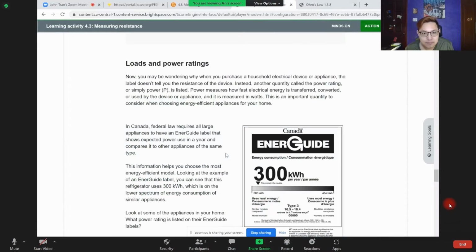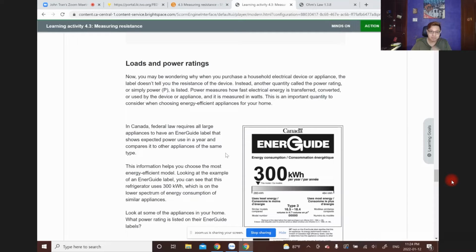Sure. Power rating. Now you may be wondering why, when you purchase a household electrical device or appliance, the label doesn't tell you the resistance of the device. Instead, another quantity called power rating, or simply power, P, is listed. Power measures how fast the electrical energy is transferred, converted, or used by the device or appliance, and it's measured in watts.